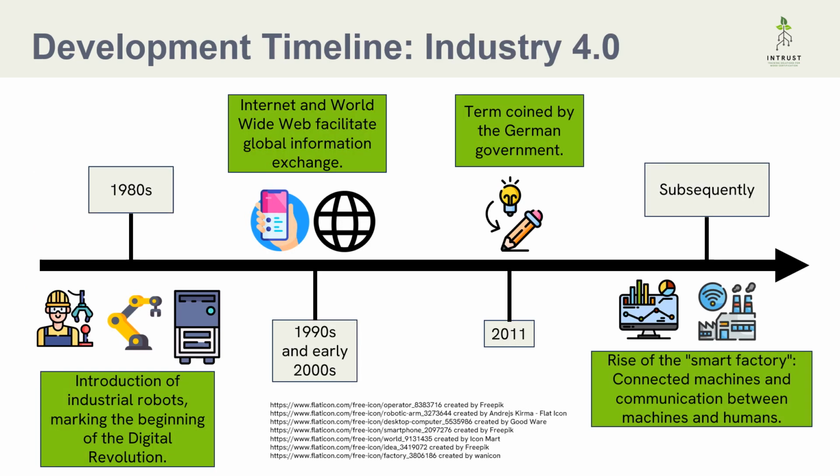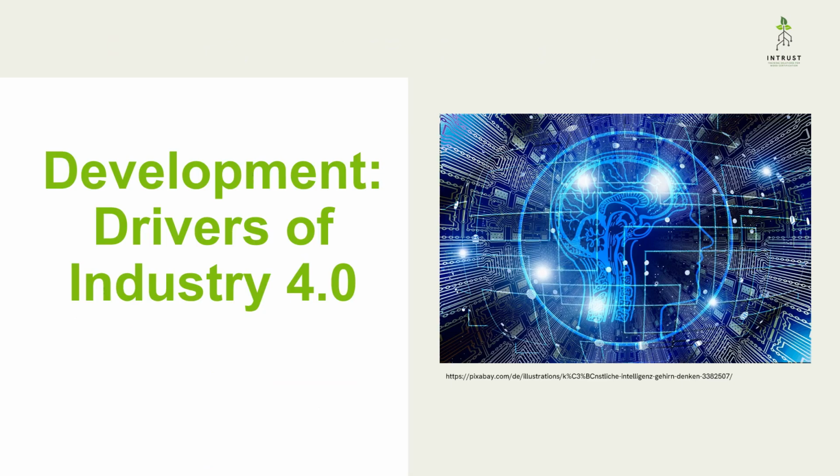We will then take a closer look at the development of Industry 4.0 in a timeline. From the 1980s, where the introduction of industrial robots marked the beginning of the digital revolution, through the creation of the Internet, which greatly facilitated global information exchange, then the German government coined the term Industry 4.0, and up to today, when we give rise to the smart factory. After that, we will take a closer look at the drivers of development in Industry 4.0.